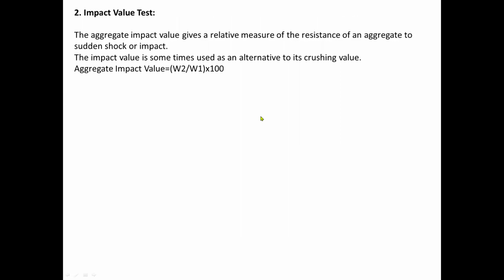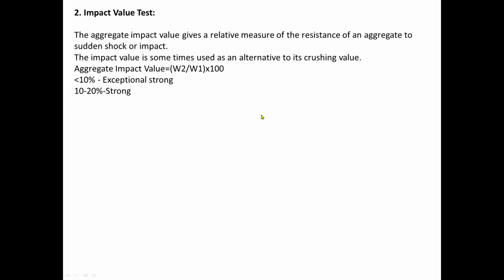Another test, we call it the impact value test. The aggregate impact value gives a relative measure of the resistance of an aggregate to sudden shock or impact. The impact value is sometimes used as an alternative to the crushing value. Aggregate impact value is similar to the formula that we have before: W2 over W1 times 100%. It must be less than 10%. Ibig sabihin yan, exceptionally strong.